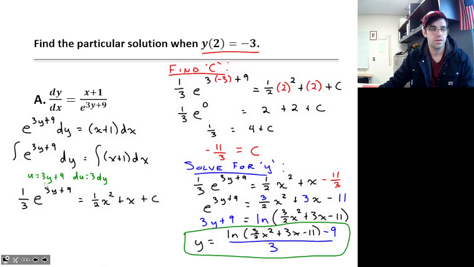If you notice, the left side is going to be a u substitution. We have a function composition. We have 3y plus 9 as the inner function, e to the power of x is the outer function, or e to the power of y in this case. So I'm going to say my u is equal to 3y plus 9. du would be 3 dy. And since we don't have a 3 here, we're going to end up with a 1/3 in our integral.